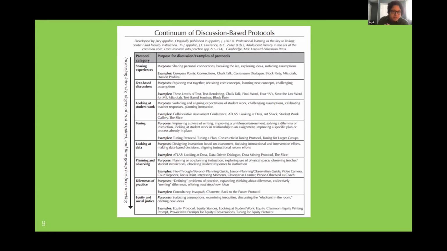Just as a few examples of the types of protocols that exist, if you look at this chart, there are protocols for sharing experiences. So these are, again, about getting to know each other, getting to know what people think about different topics. One example is a chalk talk. I really like that one.